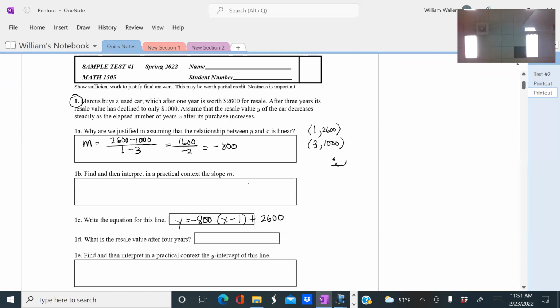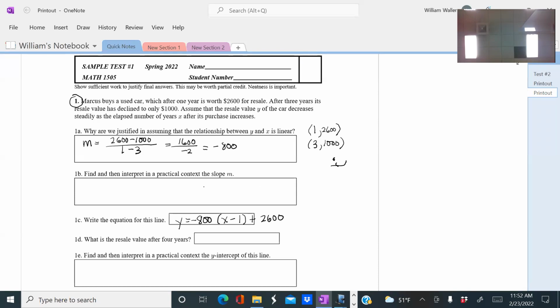Now, the other question that's going to trip you, because again, it's something that we have to write out in words, is what is the interpretation of the slope? Okay, so we calculated the slope, that's -800. What does that mean in words? What is that telling us? So we know the slope is -800, but what's the practical meaning of the -800 in the context of the problem? What is the -800 telling us?